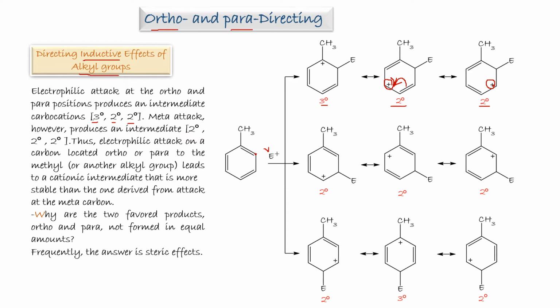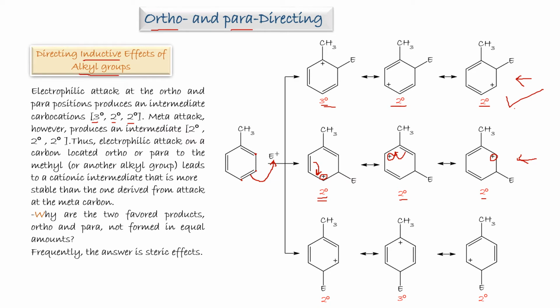If we move to meta directing this way, the E will be connected to this carbon, and this will be positive. This is secondary, and this is secondary, and this is secondary. So the contribution will be secondary, secondary, secondary in the intermediate. Which one is more stable? This one or that one? Of course, tertiary, secondary, secondary.